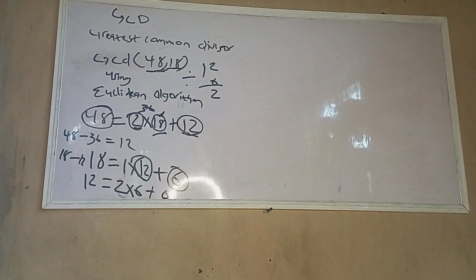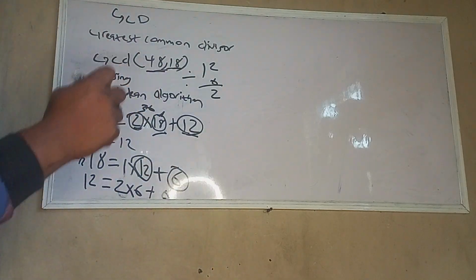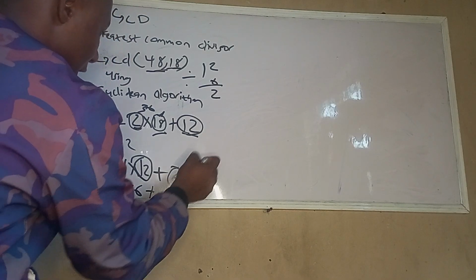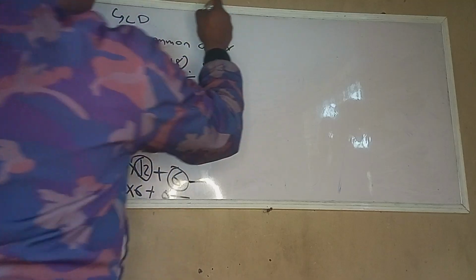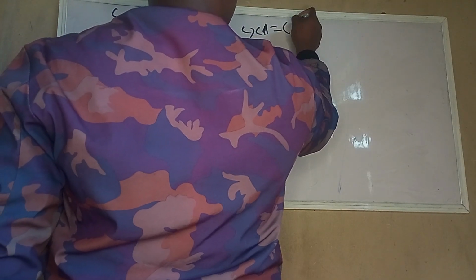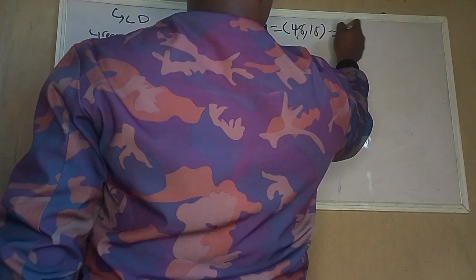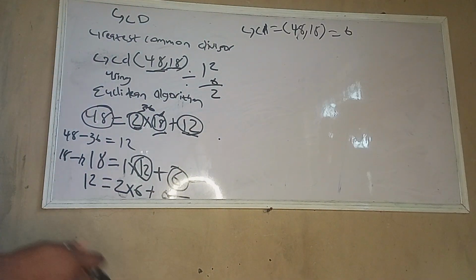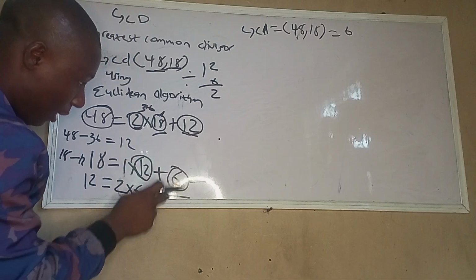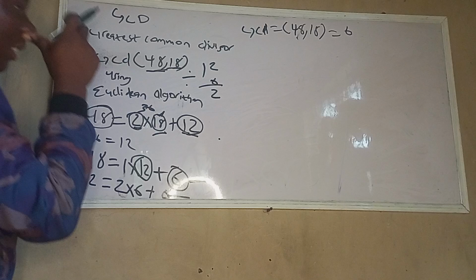So the GCD is the last non-zero remainder. This is the last one before zero. This means this is the GCD. GCD of 48 and 18 is equal to 6. That means you take the last remainder before zero as the GCD.